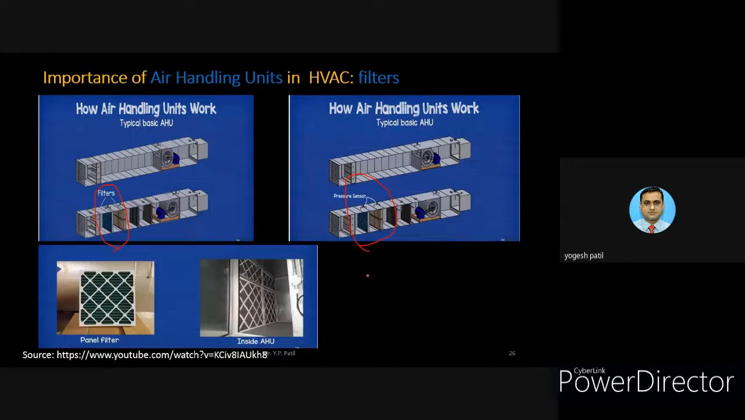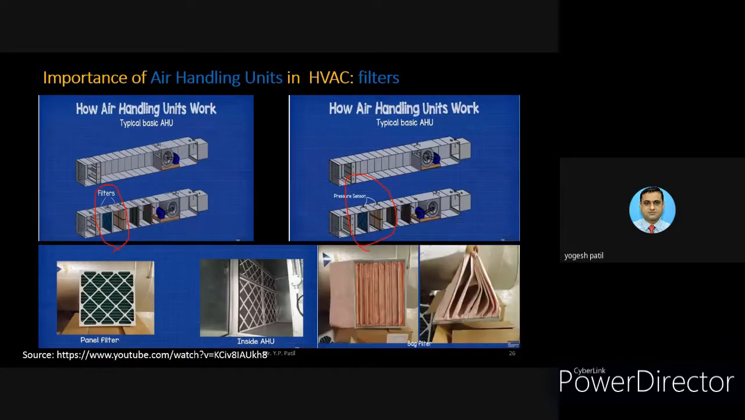So these are the panel filters inside the AHU. And this is another type of filter, a bag type filter. Mainly the panel filter comes first, and then the bag type filter is installed secondly.